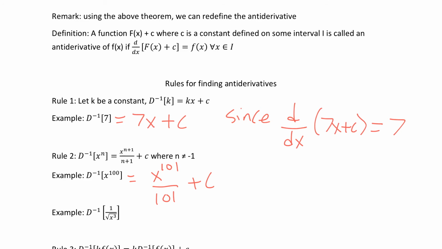Let's take a look at the next example. We have the antiderivative of 1 over the square root of x to the 3. So we're going to want to rewrite that as an actual power. So that will be x to the minus 3 over 2. Using our rule, when we add 1 to the power, we get x to the minus 1 over 2, all over minus 1 over 2, plus c.